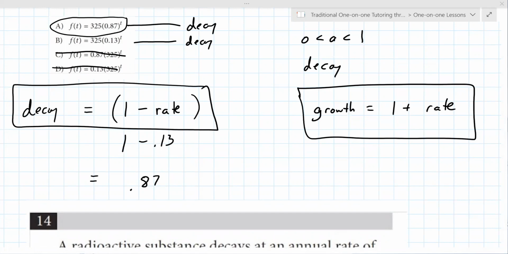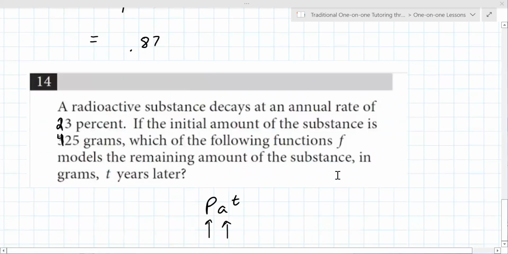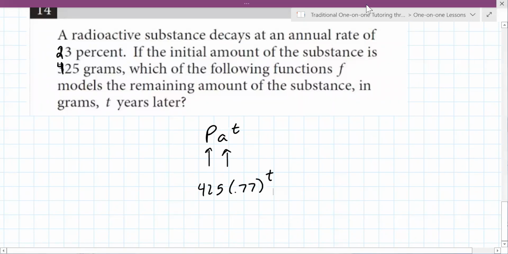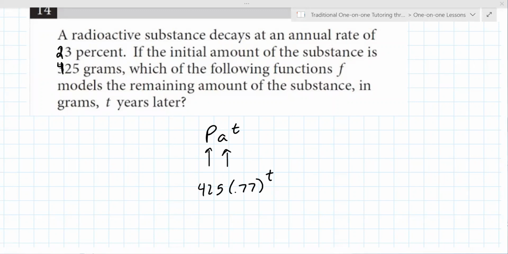I got the answer. Okay, what is your final answer? 25 parenthesis 0.77 parenthesis to the power T. Perfect. Excellent. 4. I didn't see that it was a 4. I thought it was 1. All right. Excellent. Okay. Let me scroll through here.